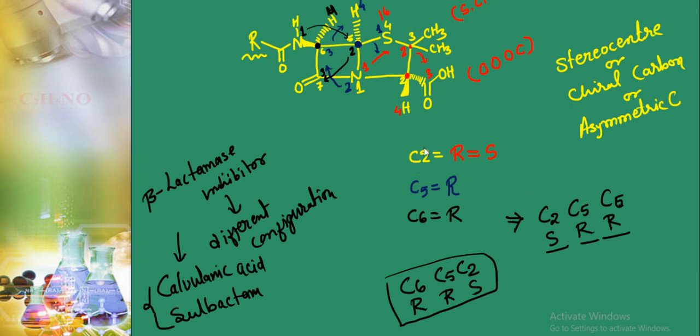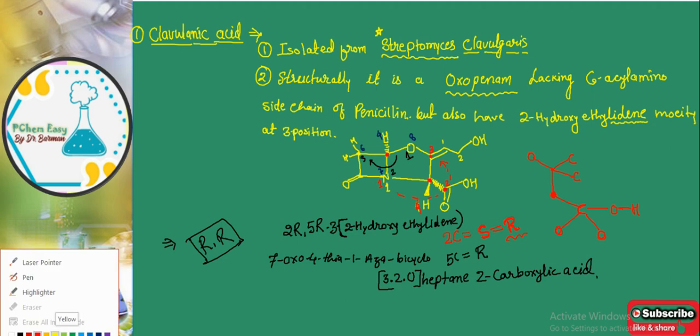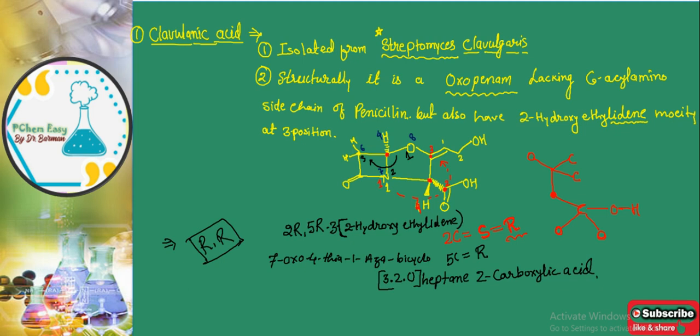In the penicillin derivatives, the configuration of the C2 carbon will be S, and C5, C6 will be R, R. Now the clavulanic acid, as you can see, what is clavulanic acid? Clavulanic acid is a beta-lactamase inhibitor, but isolated from Streptomyces clavuligerus. This is the species, and you may get the question.